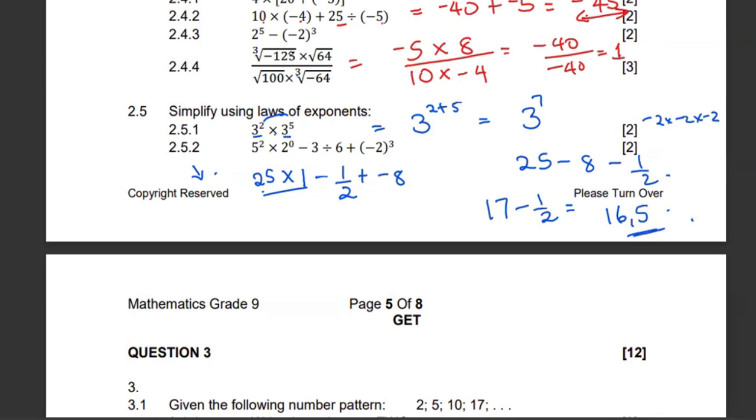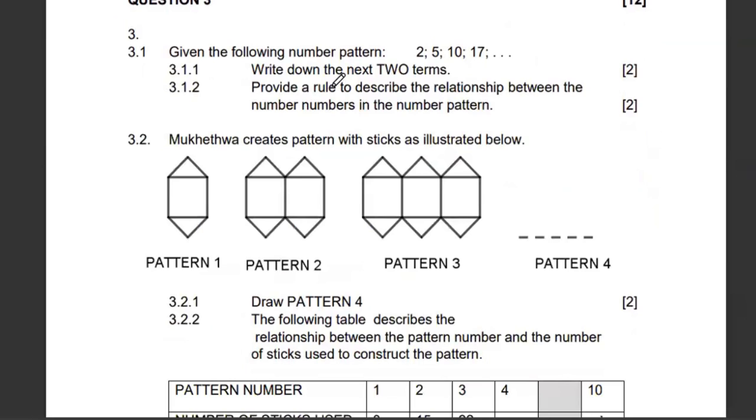as our answer. Okay, then question number 3, which is the number pattern. They're telling us, given the following number pattern, we have 2, 5, 10, 17. We must write the next 2 patterns. Okay, so what are we adding? We are adding a 3. We are adding a 5. And then we are adding a 7, meaning that we need to add a 9 to make it a 26, and then add 11 to make it a 37.